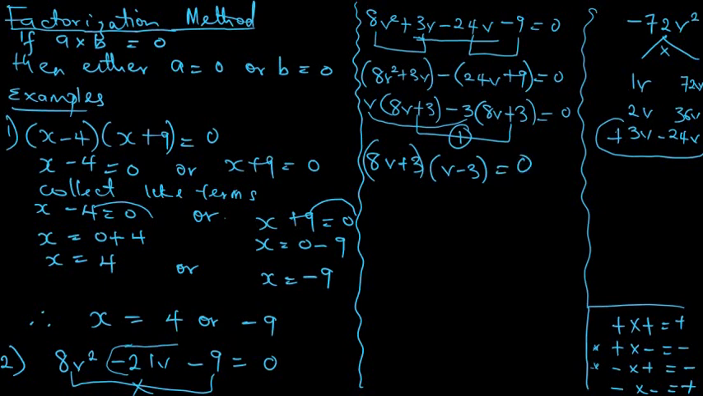Now this has given us exactly what we'll have in our first example. This is now factors of 8v squared minus 21v minus 9. These are the factors. So remember the first rule, which says if a times b is equals to 0, either a is equals to 0 or b equals to 0. So now if 8v plus 3 times v minus 3 is equals to 0, either 8v plus 3 is equal to 0 or v minus 3 is equal to 0. Now we'll collect like terms.